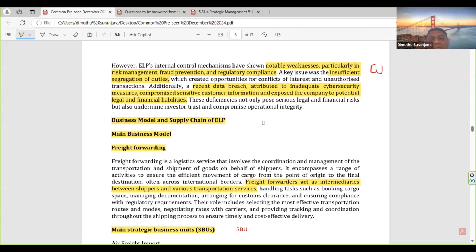These deficiencies not only pose serious legal and financial risks, but also undermine investor trust and compromise operational integrity.